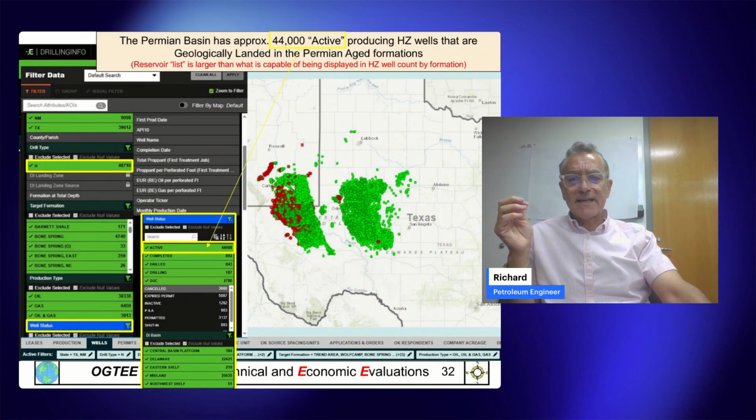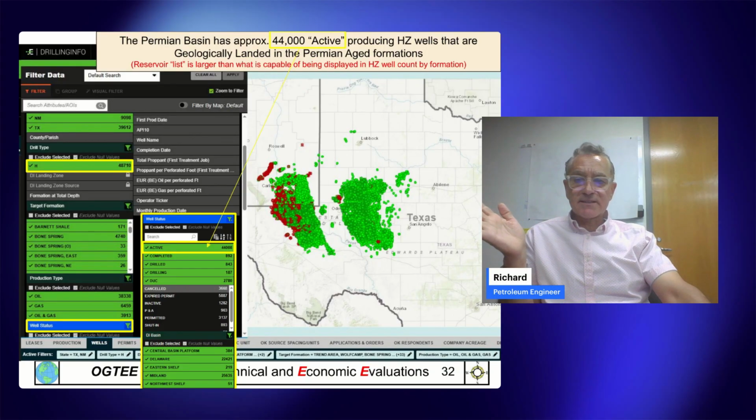Now, what I did look at here is the Permian Basin's active producing horizontal wells. I just basically went through the DrillingInfo tabs in here. For those of you who use it, you'll be very familiar with it. What I've done is basically picked the active number of wellbores, and it's approximately 44,000 of them.